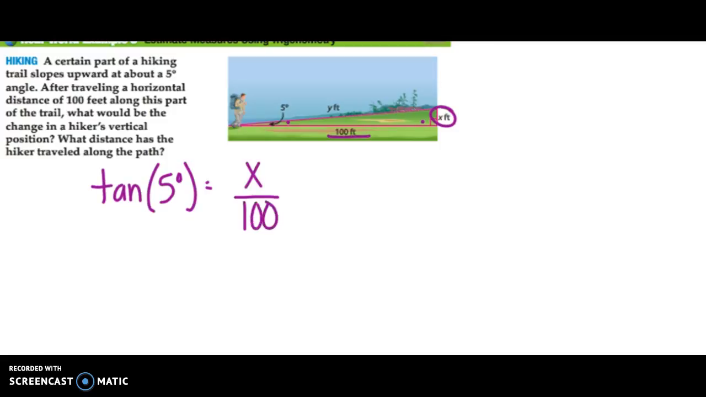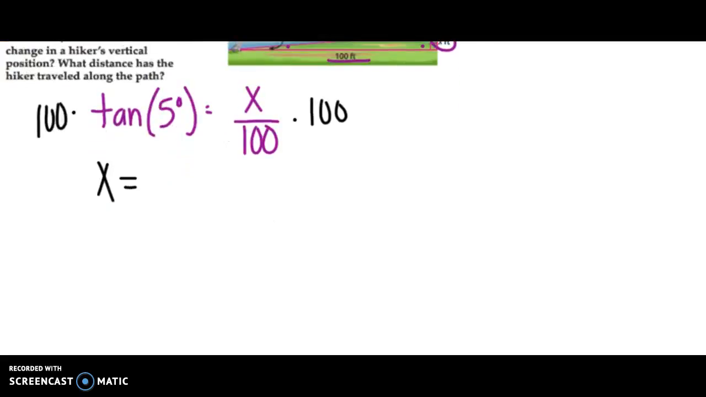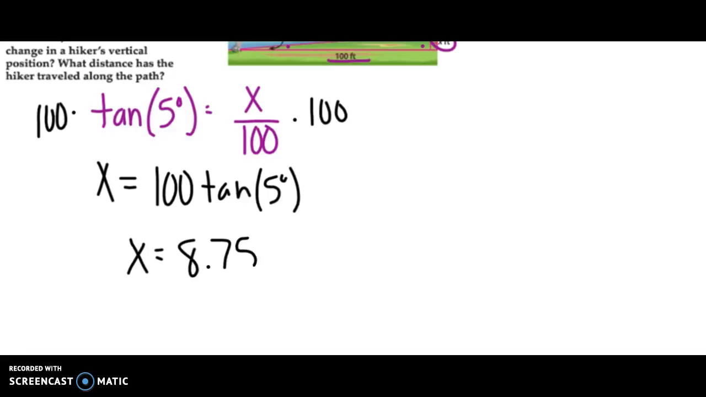Now, if I wanted x by itself, how do I undo dividing by 100? Well, I multiply both sides by 100, and I see that x is going to be the value of 100 tangent of 5 degrees. Now you'll notice any scientific calculator is going to have the tangent button. All I have to do is make sure my calculator's in degree mode, which most of them will be, and I take 100 tangent of 5 degrees, and I find x to be approximately 8.75 feet.